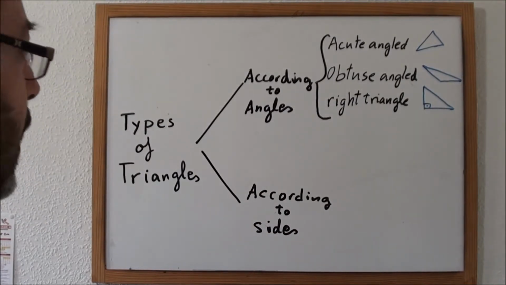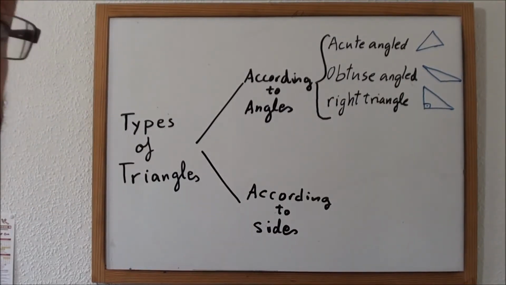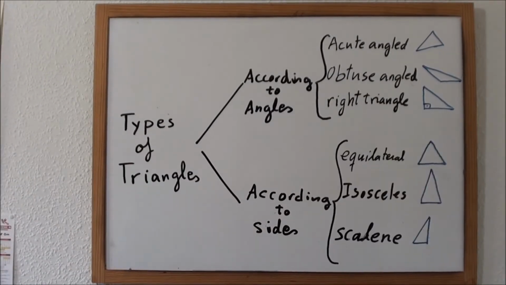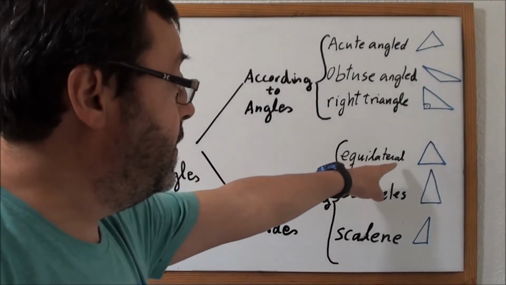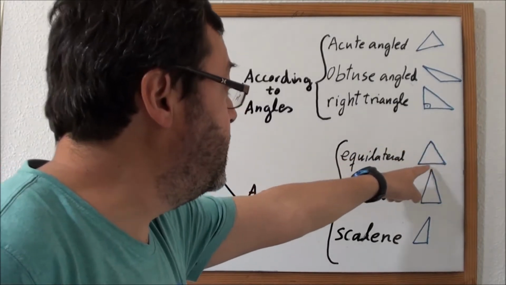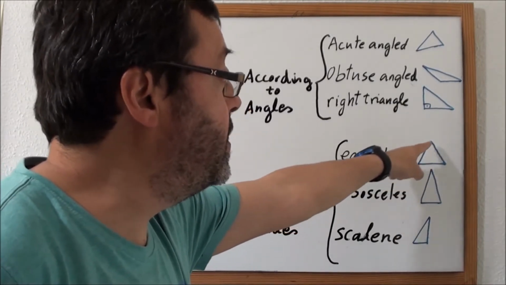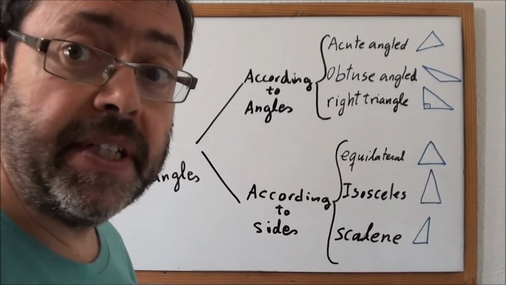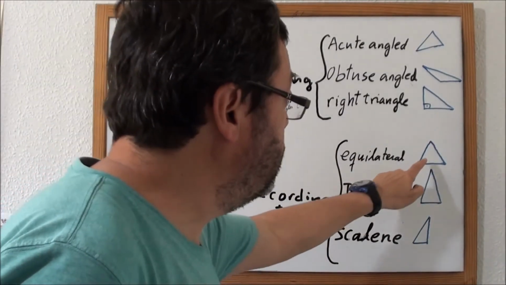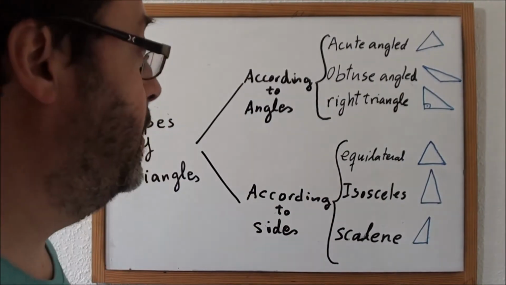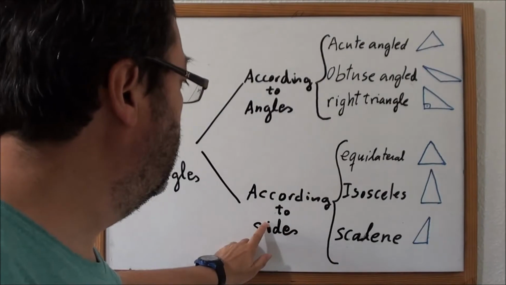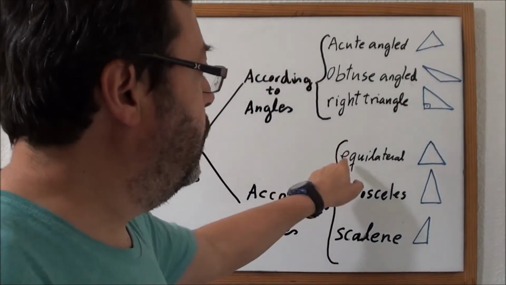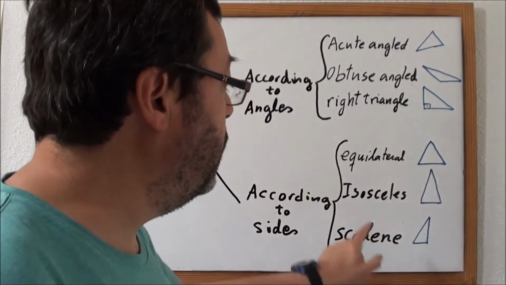Okay? And if we classify the triangles according to sides, then we have as well three types. The equilateral triangle, in which all the sides are equal, all the sides have the same length, and of course all the angles too, by symmetry. But we are talking about sides here, we are classifying according to sides. So equilateral, all sides are equal.